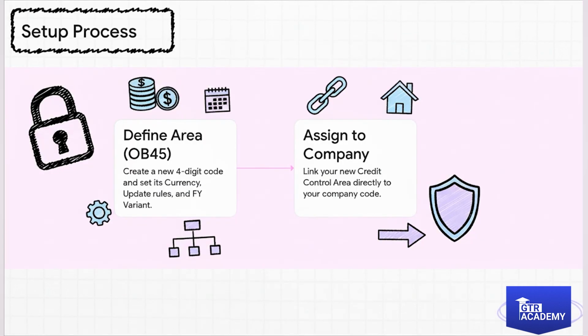Setting it up is basically a two-step process. First, you use what's known as a transaction code in SAP, in this case, OB45, to define the control area. You give it a unique code, a currency, and a few rules for updates. Then second, you just assign it directly to your company code. And just like that, our foundation is in place.